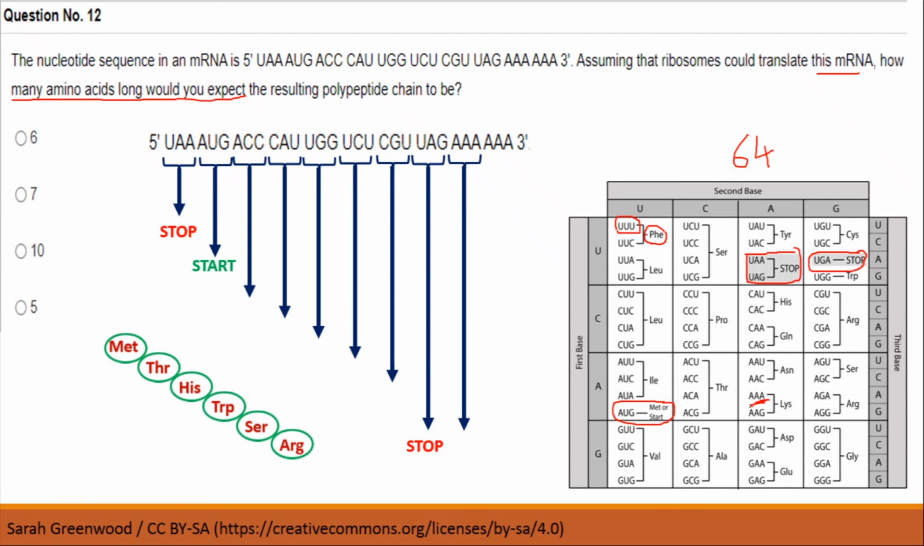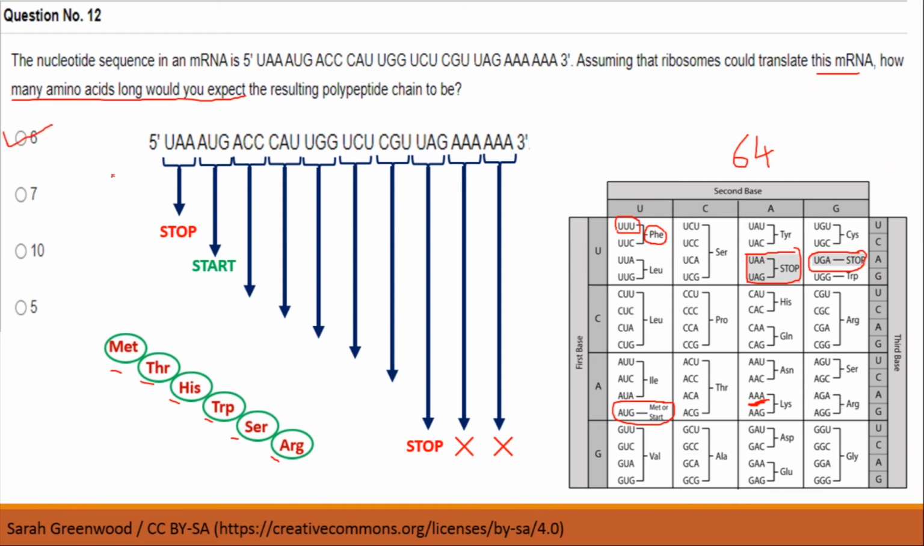start codon, this cannot add an amino acid. Similarly, the last one is also not going to add an amino acid. Thus, we have got here our polypeptide sequence which comprises 6 amino acids, namely methionine, threonine, histidine, tryptophan, serine and arginine. So the correct option will be option number 1, 6.